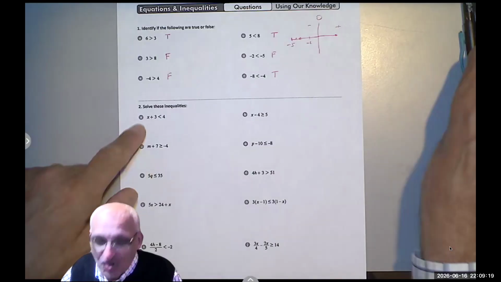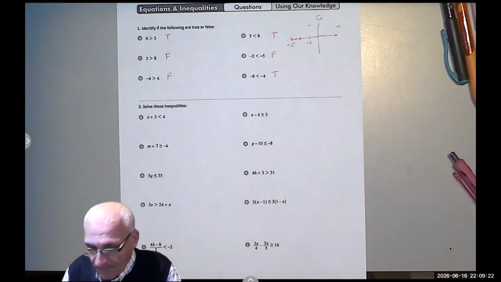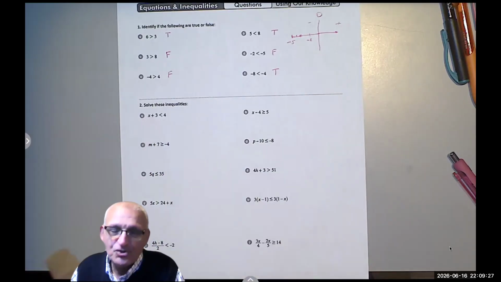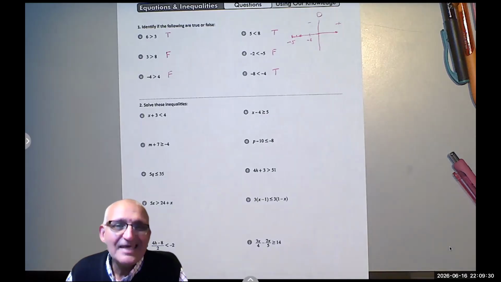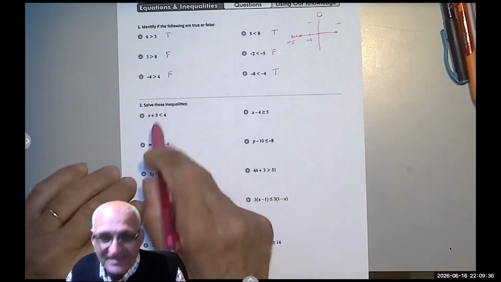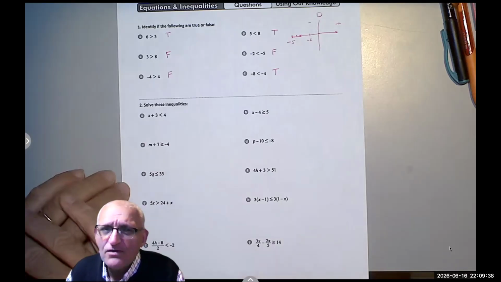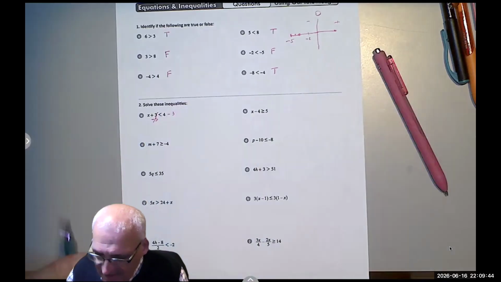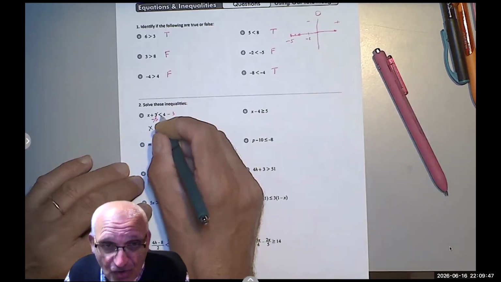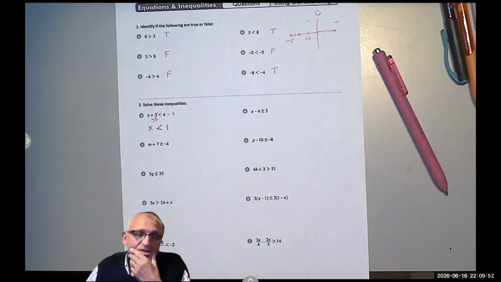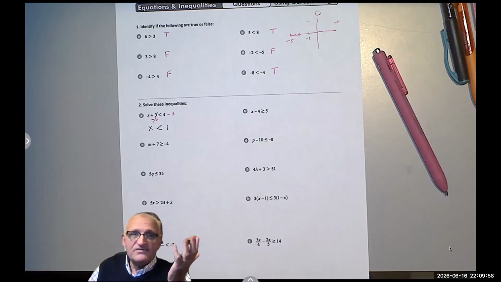Now, let's look at solving inequalities. When it says x plus 3 is less than 4, don't think inequalities, think equalities. So solve as if that was equal. What would you do to solve for x? I would subtract 3 from both sides. So that says x, now it's not equal, it's less than, so I write less than. 4 minus 3 is 1. x is less than 1. Anything less than 1, it can be 0.9, it can be 0, it can be -15, it doesn't matter.